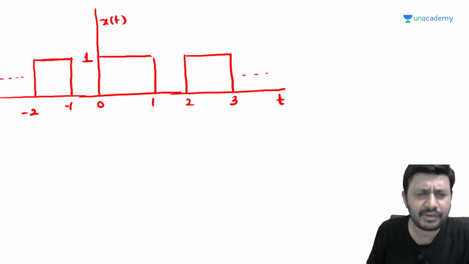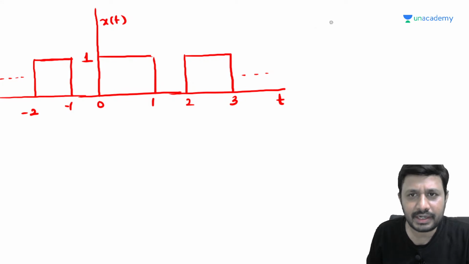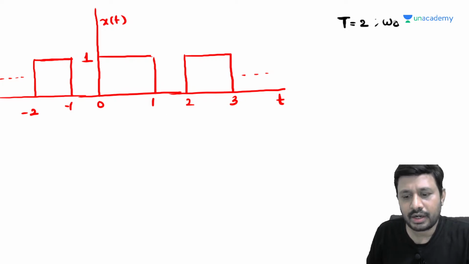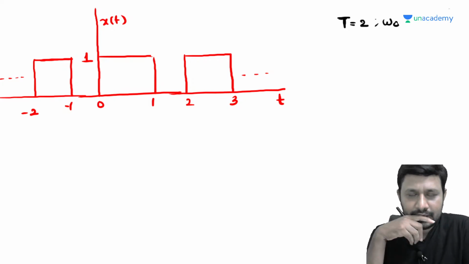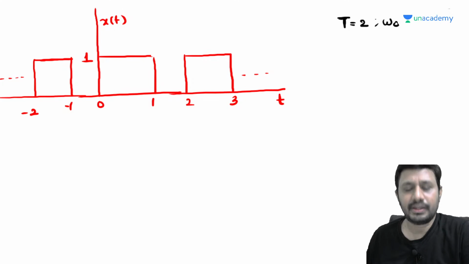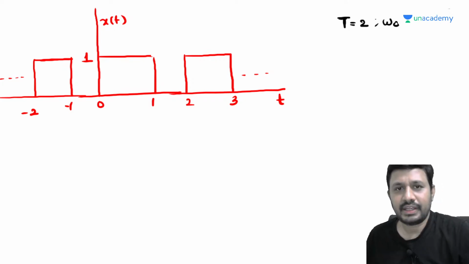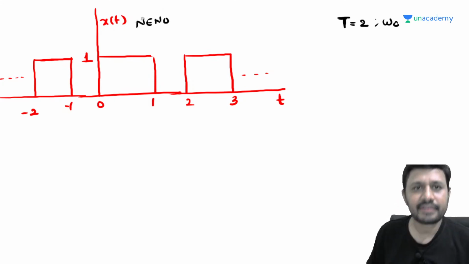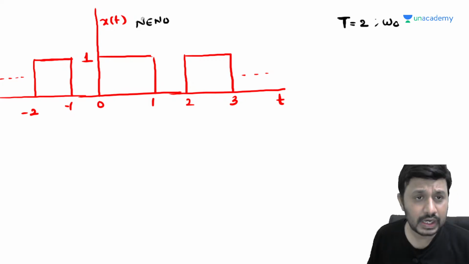Listen carefully. First of all, whenever you are given a periodic signal, find the fundamental period. The shape at 0 is repeating at 2. Fundamental period is 2, omega naught value is pi. Next comes symmetry. Sir, is there a symmetry? Even signal or odd signal? See, this is neither even nor odd. X of t is neither even nor odd.